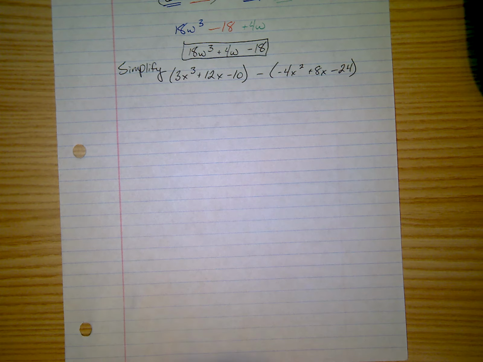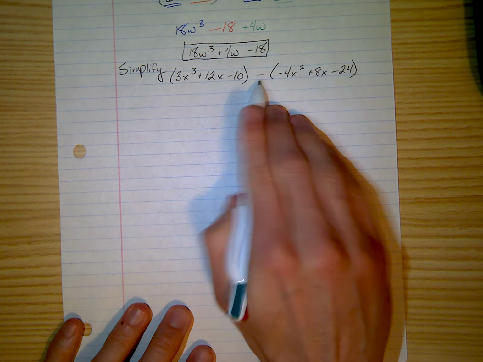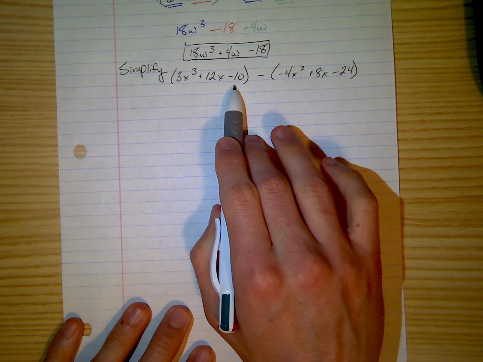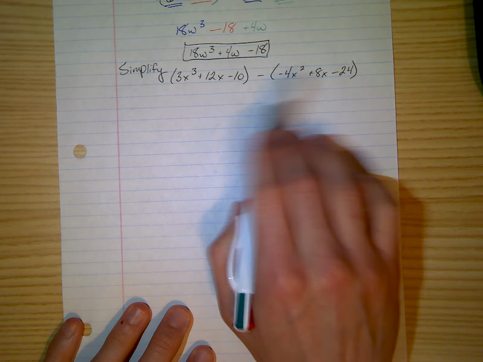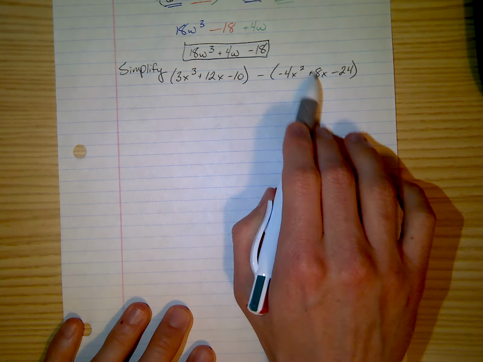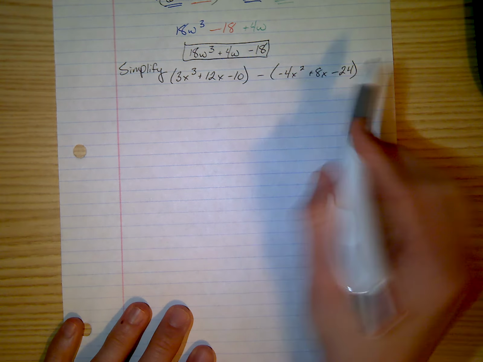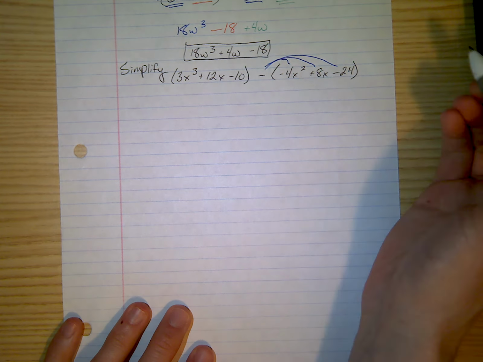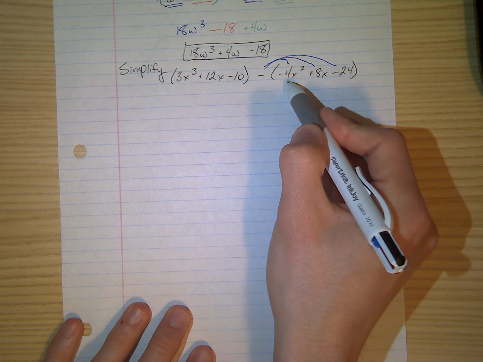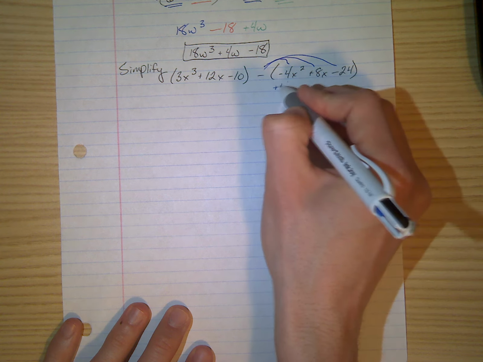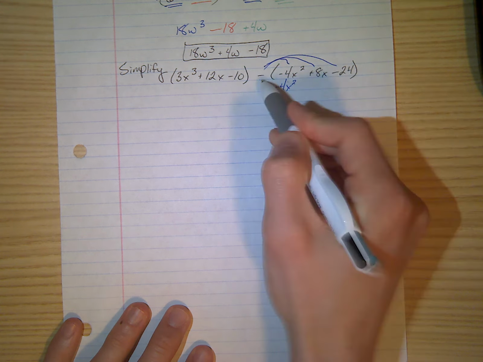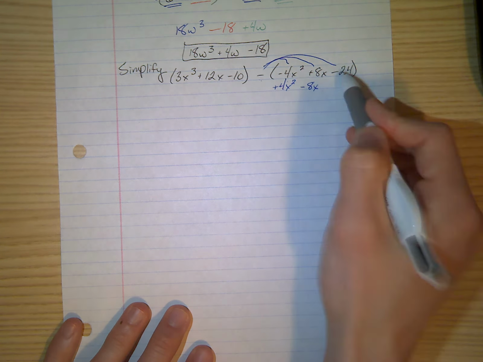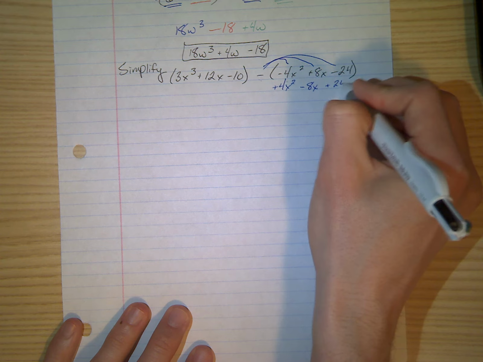The only other thing is if we are subtracting a polynomial. Nothing's going to change with this one. It's positive. But if we're subtracting this one, we're essentially going to be distributing this negative sign to all three of these terms here. So you basically just need to flip all of the signs. A negative 4x squared would be a positive 4x squared. A negative 8x, well, that's just negative 8x. And a negative 24 would be positive 24.